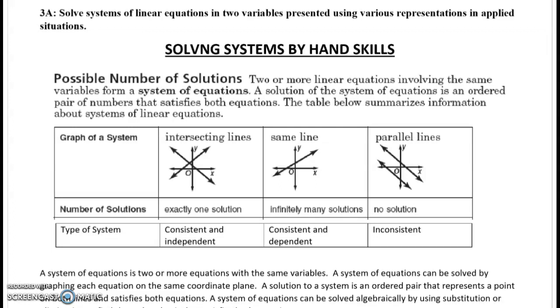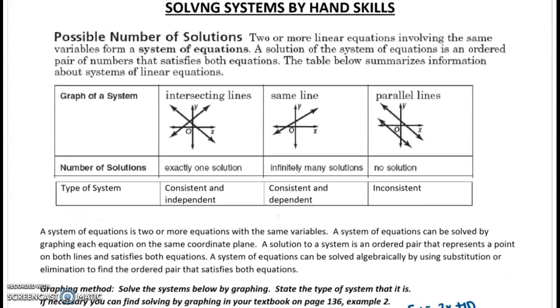So if your lines intersect once, you've got one solution. If they're the exact same thing, we've got infinitely many. And if your lines are parallel, that means they're never intersecting, so you will have no solution.